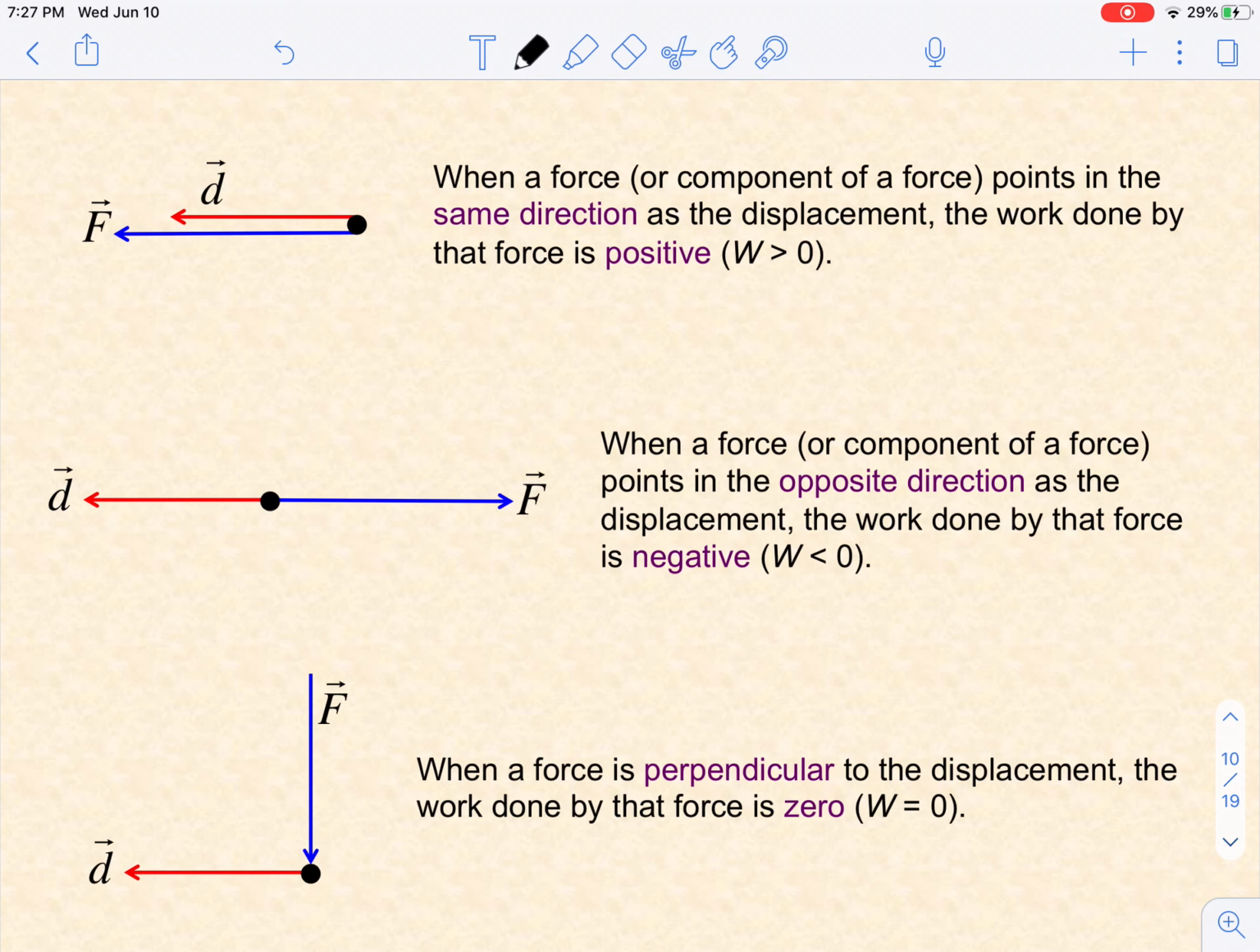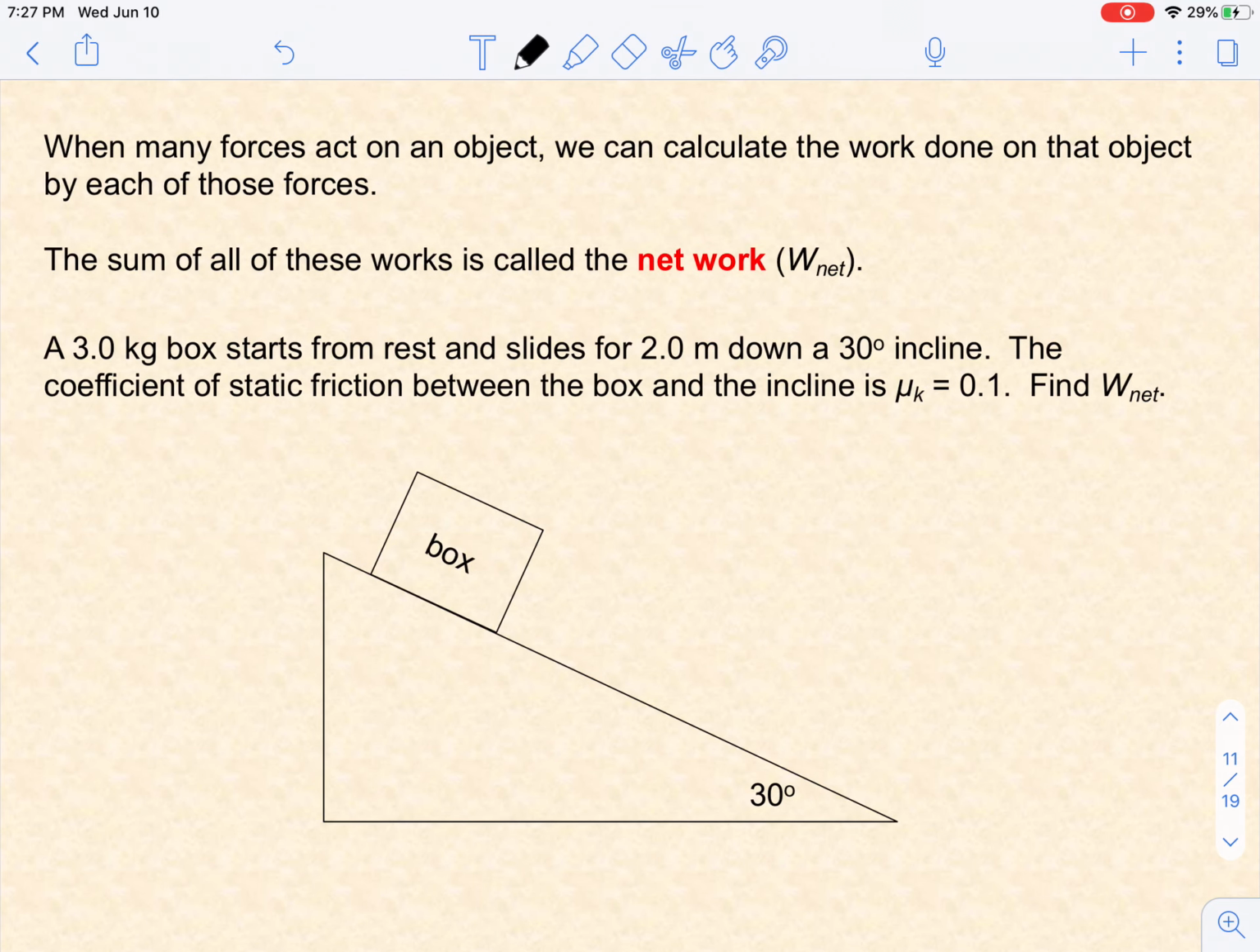Okay, so let's do an example where we consider the net work on something. If there's more than one force being applied to an object, we've got to account for the work being done by each of those forces. And then we can sum them all together, obeying the positive and negative signs, and determine what the total work or net work is on that object. So let's suppose that we have some box which is sliding down an inclined plane.